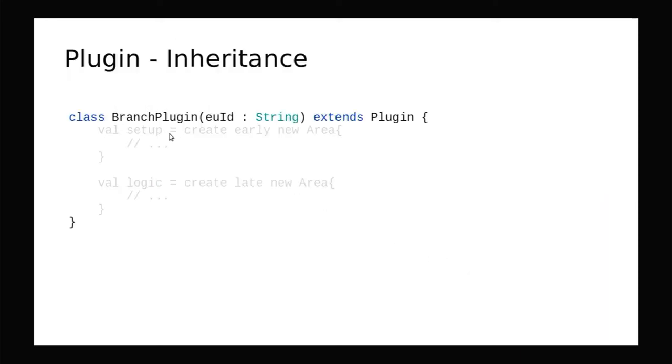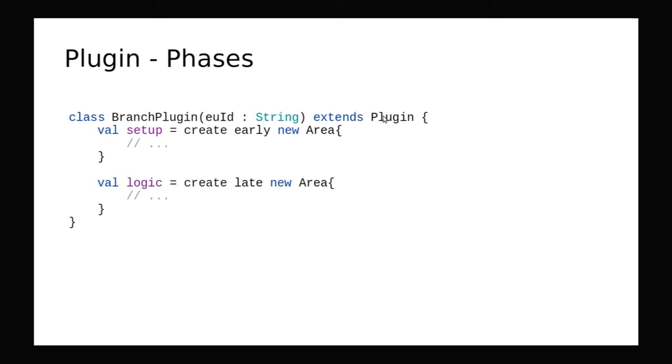And so, okay, let's look a bit at what a plugin is. It is a class. In the case of the branch plugin, which we will use for the next slide, we need to know which execution unit we need to work on, so a construction parameter. And this class extends the plugin base class, so we have the concept of inheritance applied to hardware elaboration, which allows us to define an early and a late phase. The early phase will be used to set up things, like we may ask another plugin to provide us some interface, and the late phase will allow our plugin to generate some hardware.